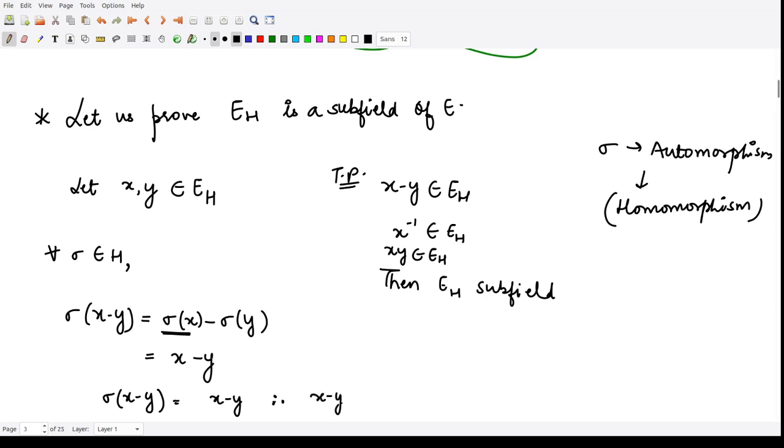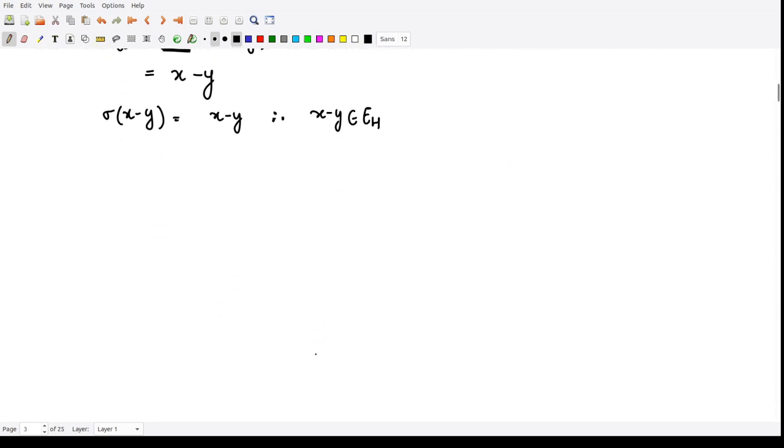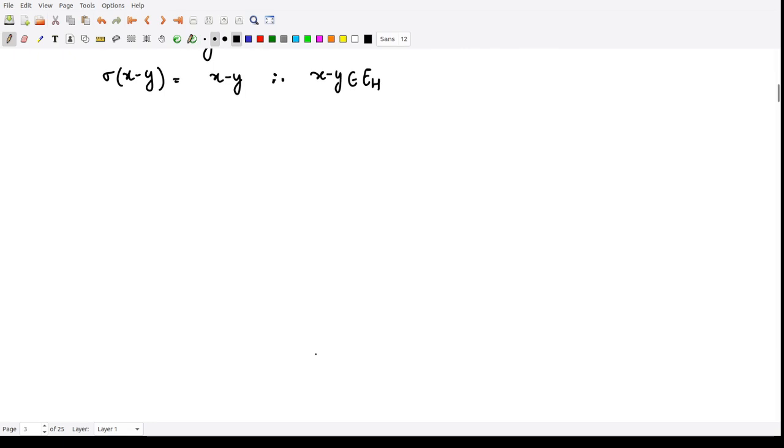Therefore, x minus y belongs to E of H. Why? Because these elements were present in E of H. That means sigma of x was equal to x and sigma of y is equal to y by definition of this E of H. And now because sigma of x minus y is equal to x minus y, this x minus y also belongs to E of H. So from here, this element is present in E of H. Next, we'll also say that the additive identity is 0, which is the same as that of the given field, and the multiplicative identity is equal to 1.